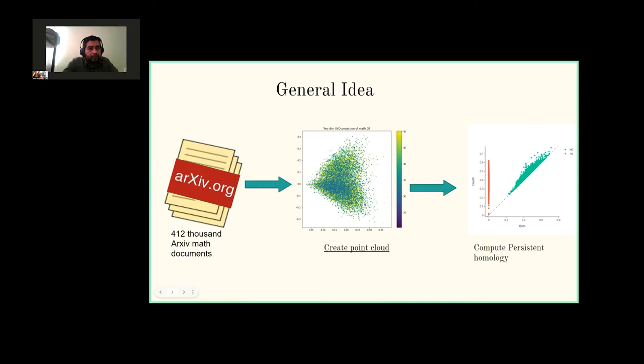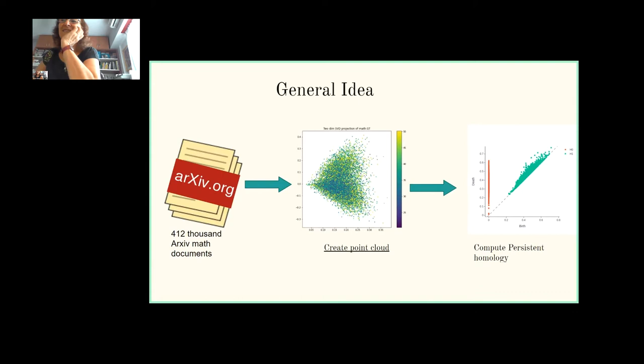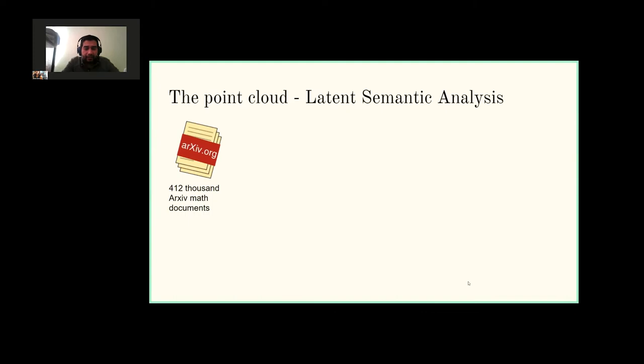How do you decide the dimensionality? In which dimension to put these points? I'm going to explain that technique in the next slide. As a matter of fact, the dimensionality is something that I didn't decide. It is what people from natural language processing usually do when they work with these documents, and they use this technique that is called latent semantic analysis.